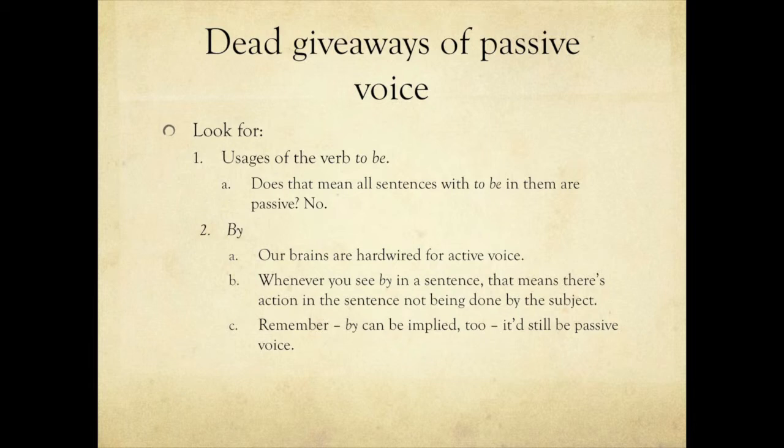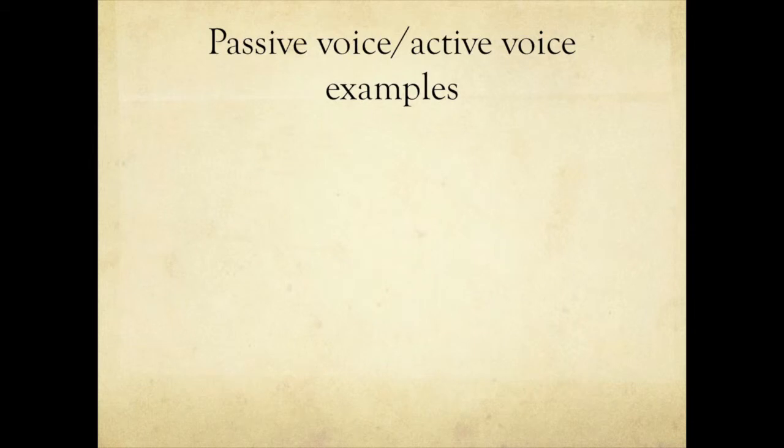By can also be implied, and this is where people can sometimes get confused. By cannot be in the sentence, but it will still be implied. There will still be an action that needs to be attributed to something, and that sentence can still be in passive voice. Okay, so we're going to go over some examples of all of those, so that hopefully we'll clear up any confusion.